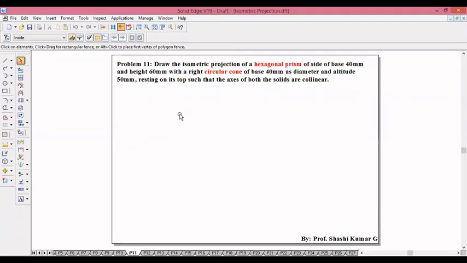Draw the isometric projection of a hexagonal prism of side of base 40 mm and height 60 mm with a right circular cone of base diameter 40 mm and altitude 50 mm, resting on its top such that the axes of both the solids are collinear. So at the bottom we have the hexagonal prism. Above that we need to place a cone.